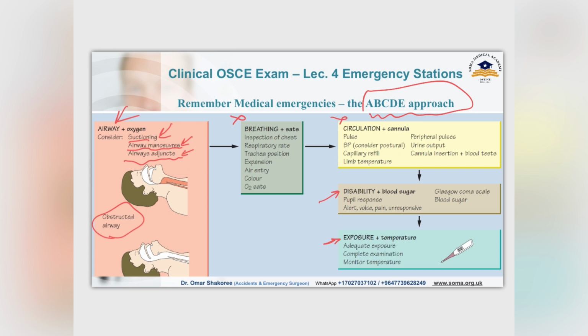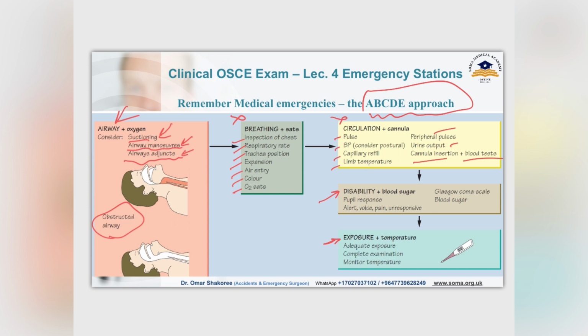For breathing, always inspect the chest and check respiratory rate, trachea position, expansion of the chest, air entry, color, and O2 saturation, SpO2. For circulation, you have to know the pulse, blood pressure, capillary refill, limb temperature, peripheral pulses, urine output, cannula insertion, blood test. This diagram is just to review your knowledge about ABC in general as an emergency situation.